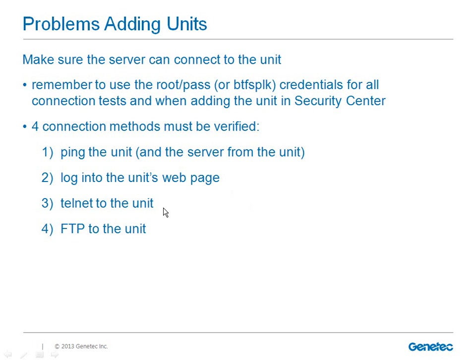The third connection test is to be able to telnet to the unit, which is commonly done through a command prompt. You'll need to make sure telnet is enabled on the version of Windows that you're running as well. The last connection test is to FTP to the unit, similar to the way we telnetted to the unit, and just do a quick fileless command to make sure the connection is active.